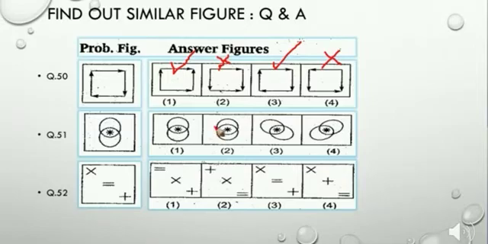Let's check for the other portion. Let's check for this arrow. This arrow is pointing towards left side. Let's check this in option 1. This is actually pointing in the opposite direction, can't be the answer. So we are left with only one option, which is option 3, and this is going to be the correct answer. So answer for question number 50 is option 3.